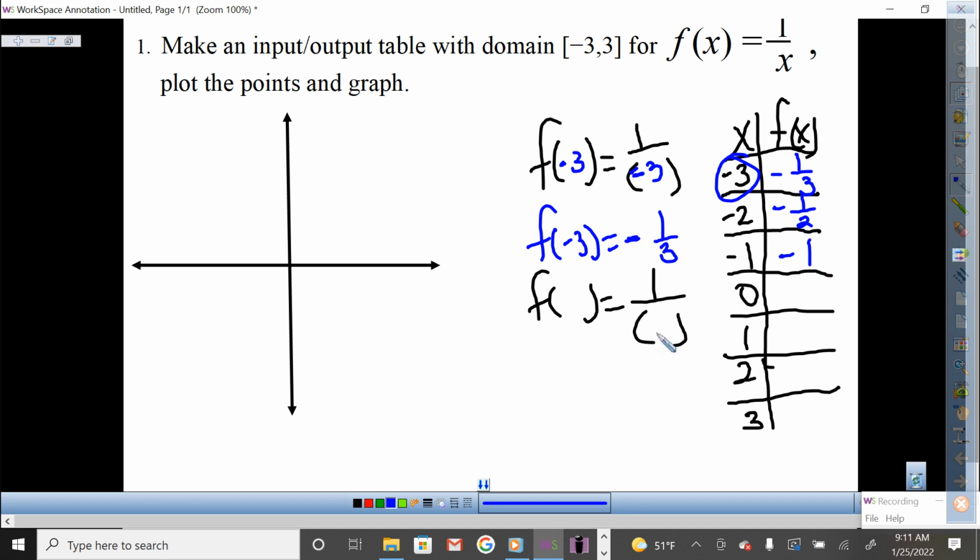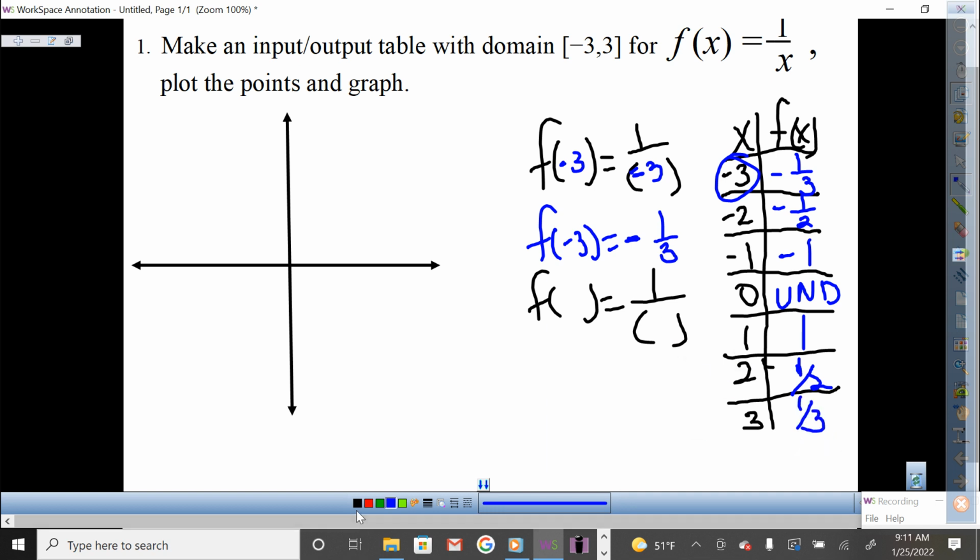What about 0? What did you write for 0? Yes, undefined. If they wrote 0, oh my goodness, by now. Alright, then 1 over 1 is 1. 1 over 2 is 1/2. And 1 over 3 is 1/3.